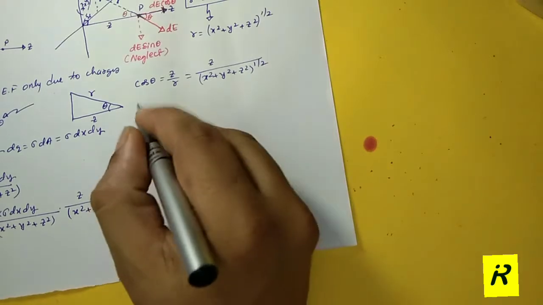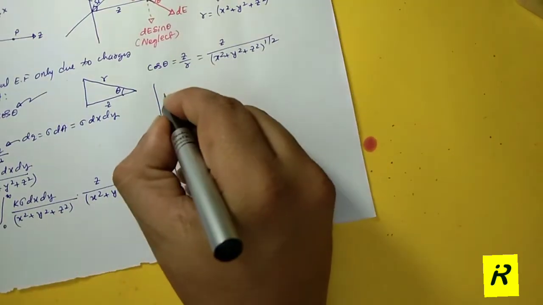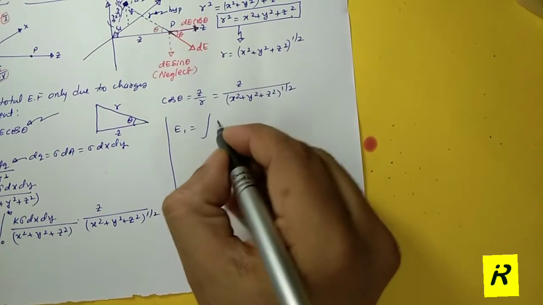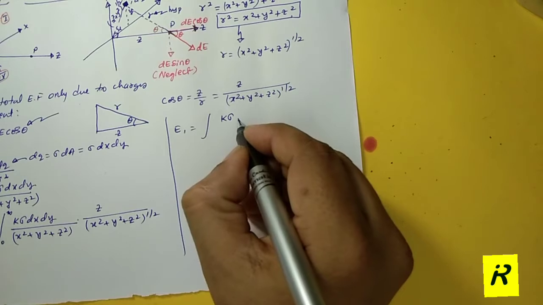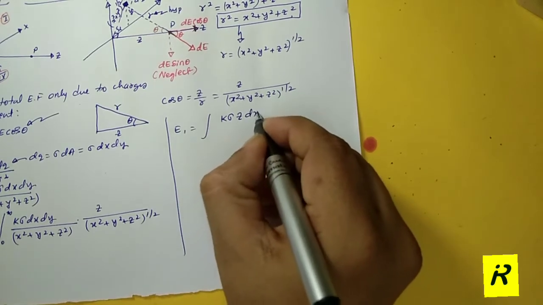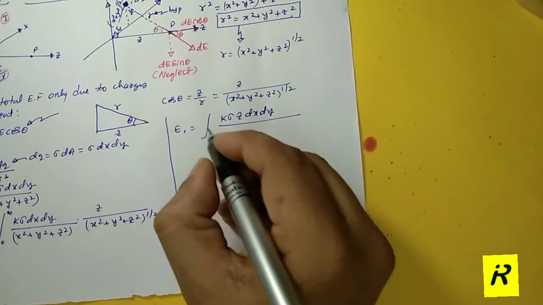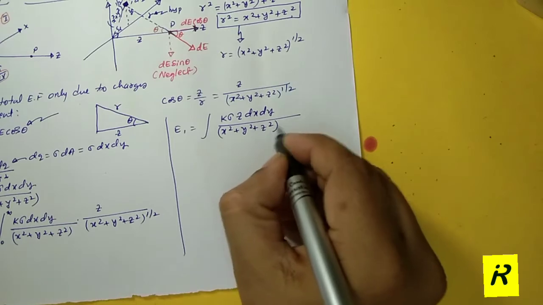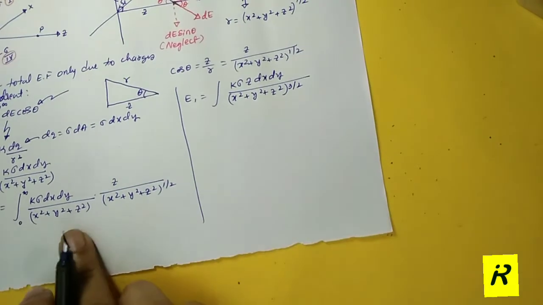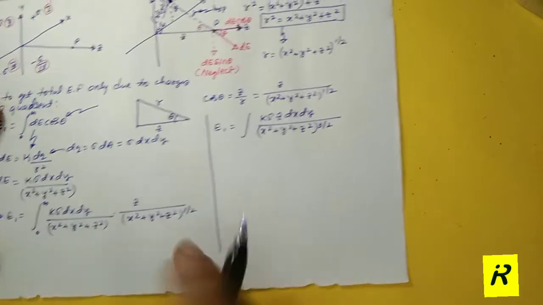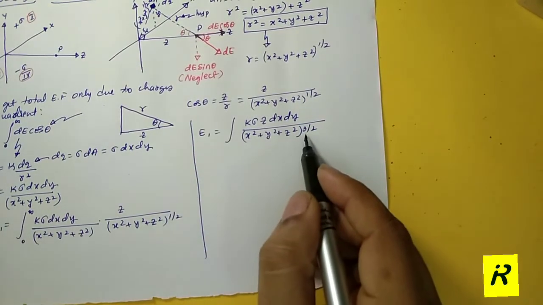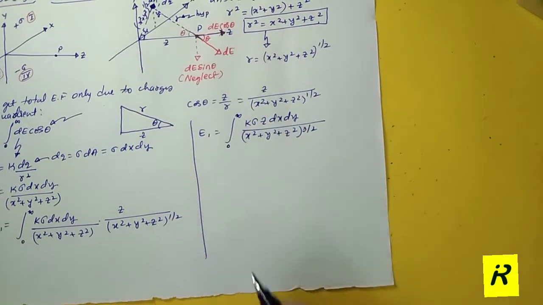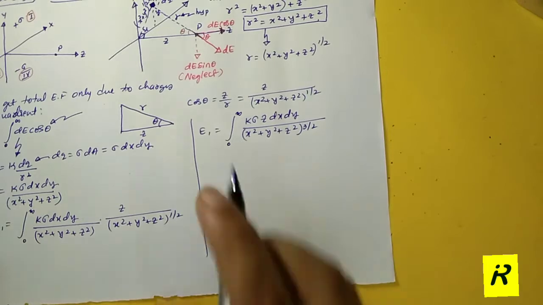Now when I combine all these things together, E1 will be equal to the integration of k sigma z dx dy, divided by x square plus y square plus z square to the power 3 by 2. When I solve the denominator, I get this much: x square plus y square plus z square to the power 3 by 2. And don't forget the limit, it is from 0 to infinity.